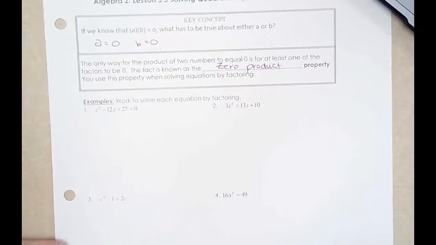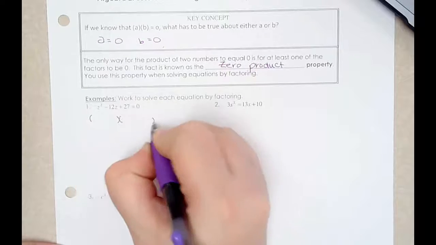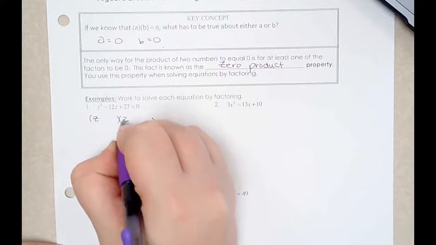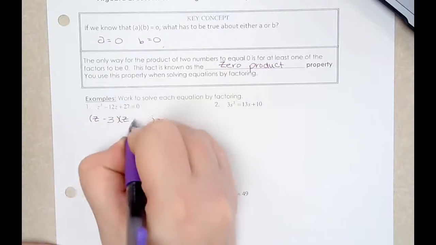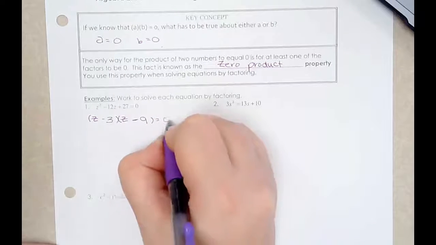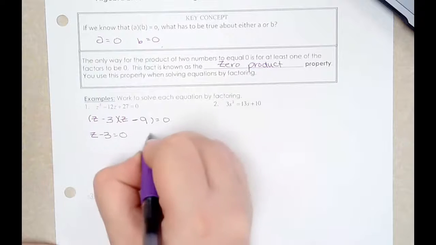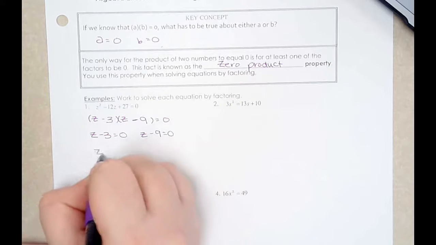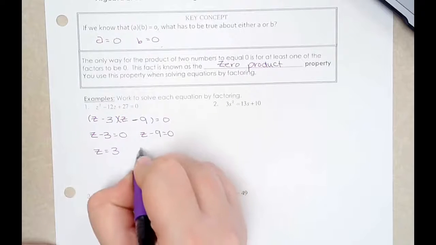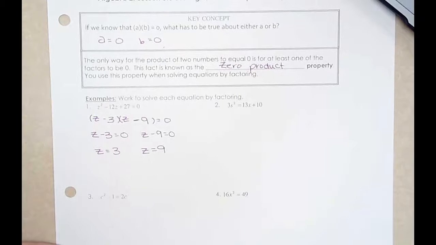So when we want to start solving equations by factoring, our first step is obviously to factor them. So this one we're going to factor into z minus 3 and z minus 9. And based on the zero product property, I know that either z minus 3 has to be 0 or z minus 9 has to be 0. Based on this, I can solve these two pieces and give my solutions of z equal to 3 or z equal to 9.